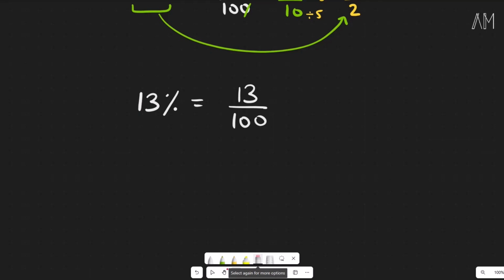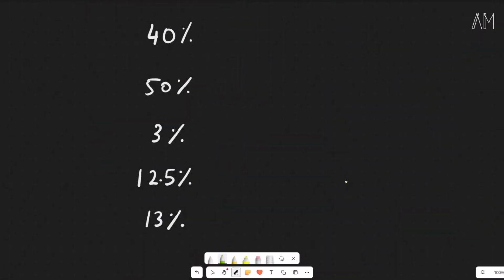Now let's learn how to turn percentages into decimals. To convert a percentage to a decimal, you have to divide the number by 100, or simply move the decimal point 2 places to the left. Let's take a look at it.